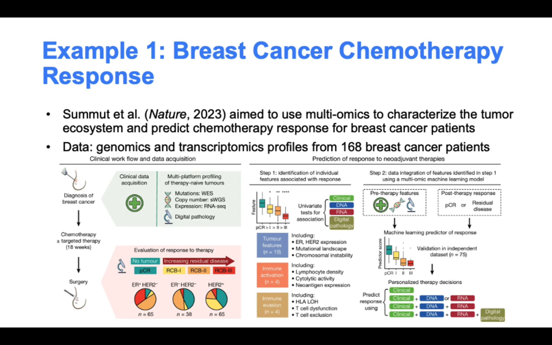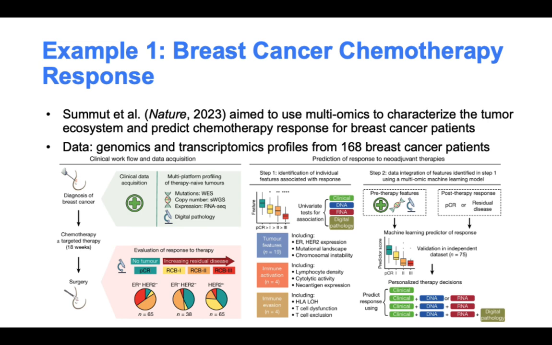So they did whole genome sequencing and transcriptomics profiling of 168 breast cancer patients, and the outcome they were looking at was response to chemotherapy. So either complete response where no tumor was observed, or some level of residual disease. So the cancer came back basically. And they were measuring neoadjuvant chemotherapy. So this is chemotherapy that's administered before the surgical resection.